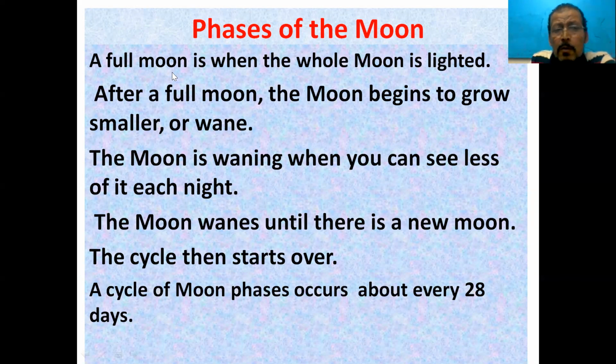Now, a full moon is when the whole moon is lighted. After the full moon, the moon begins to grow smaller, or wane. The moon is waning when you can see less of it each night. The moon wanes until there is no moon. The cycle then starts over. The cycle of moon phases occurs about every 28 days.